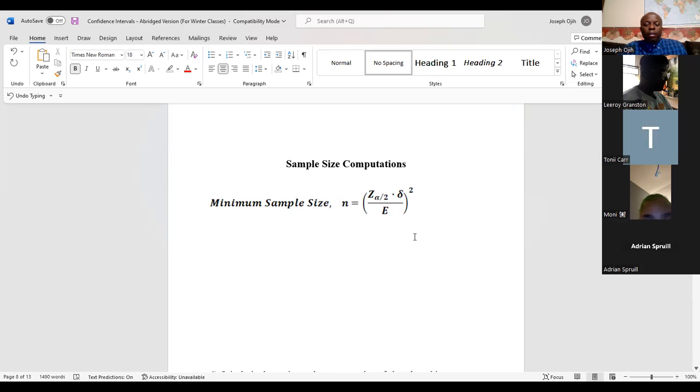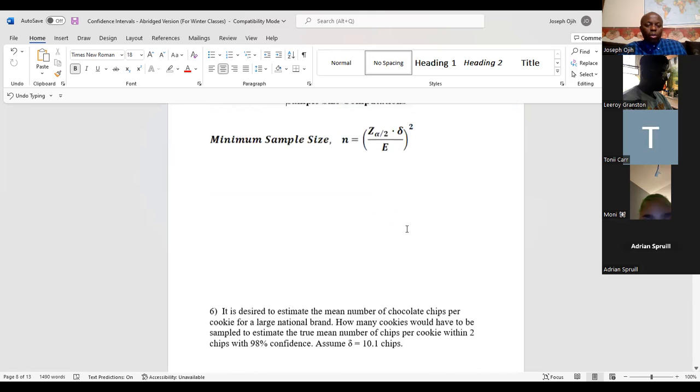So now, sample size computations. To compute the minimum sample size you need, this is the formula you're going to use: n equals z alpha over 2 times the standard deviation over the error. Let's see how this works.